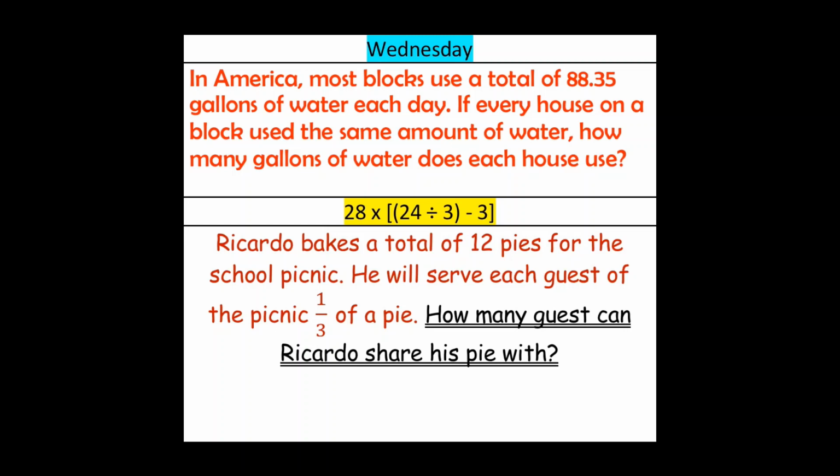Now your order of operations is 28 multiplication bracket parentheses 24 divided by 3 parentheses minus 3 bracket. Your fraction: Ricardo bakes a total of 12 pies for the school picnic. He will serve each guest of the picnic a third of a pie. How many guests can Ricardo share his pie with? So in order to share the pie, think about what he needs to do to those pies.